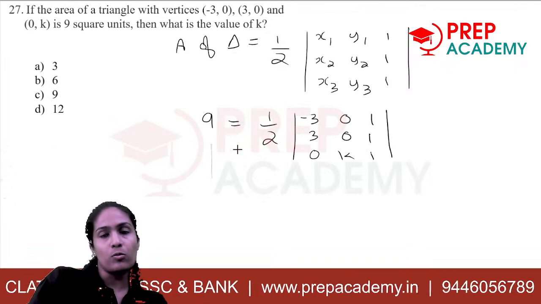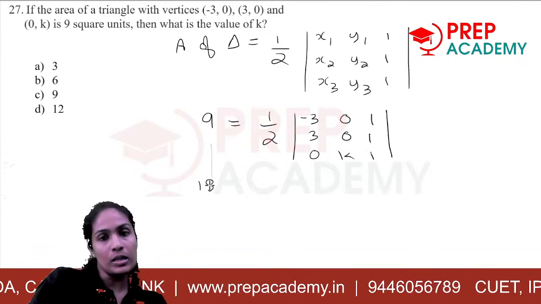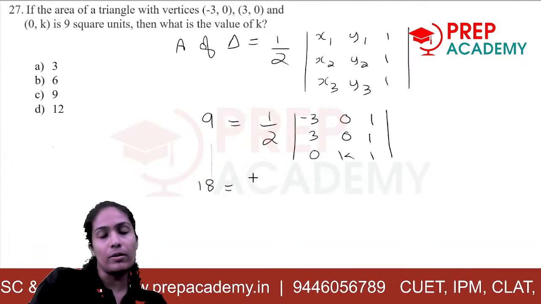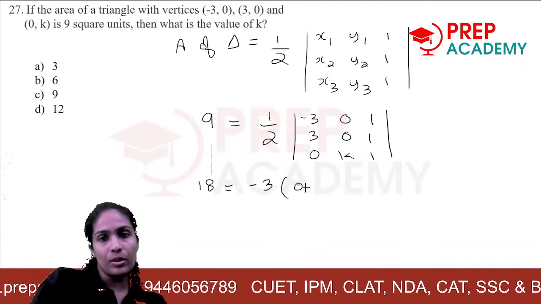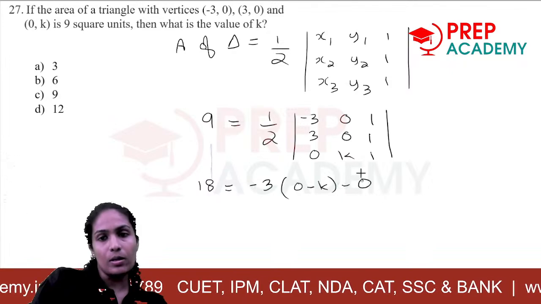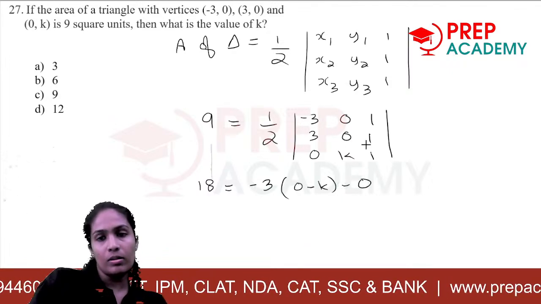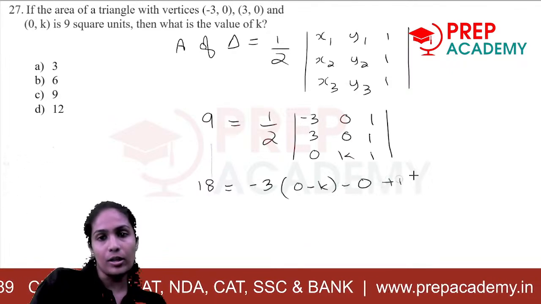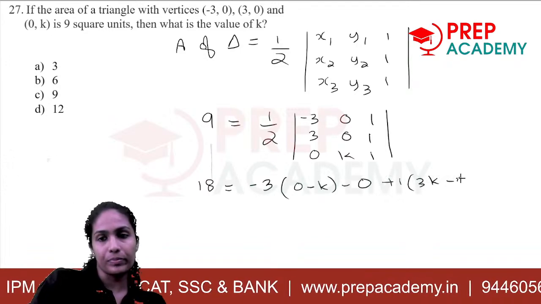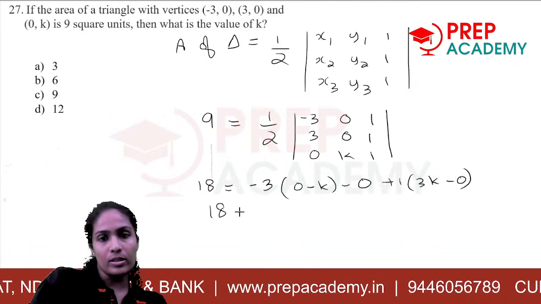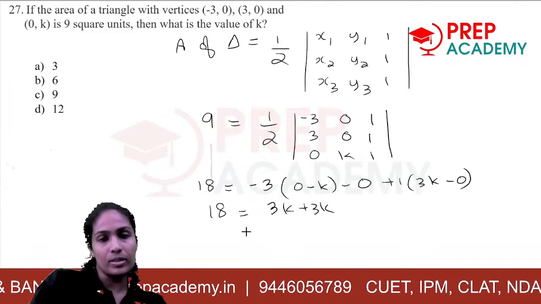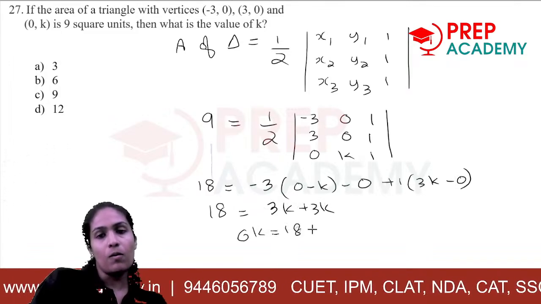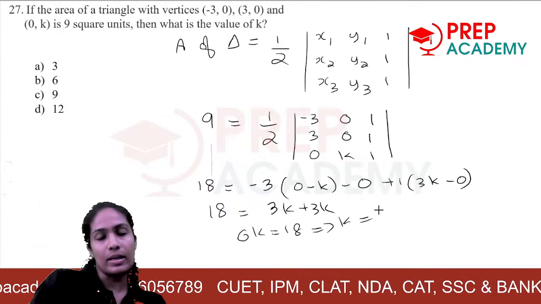So bring this 2 to the LHS. Now 9 into 2 is 18. 18 is equal to the determinant of this value. The determinant value is -3 into (0 minus k) minus 0 into (0) plus 1 into 3k. So 18 is equal to 3k plus 3k. k is equal to 18 by 6.